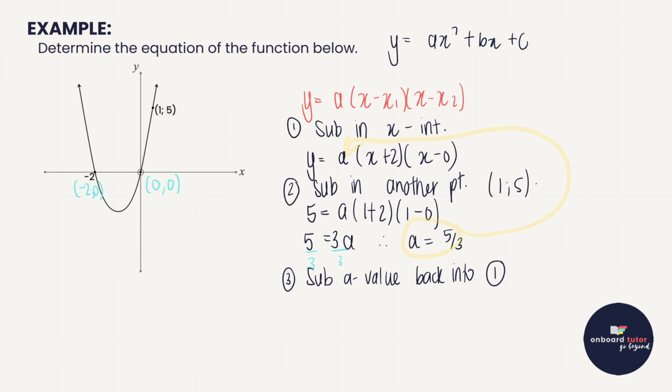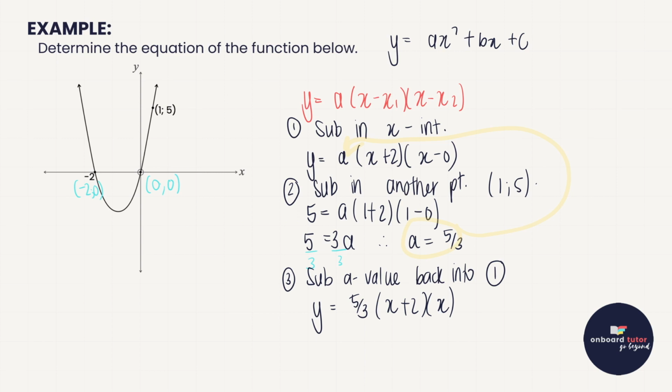Okay, so we've got y is equal to, instead of a now, 5 over 3 multiplied by (x plus 2) multiplied by (x minus 0), which I'm just going to call x. Okay, so there we go. 3 values again, 3 steps again to get us to this equation. Okay, I definitely wouldn't leave my answer here. I would do some multiplying out.